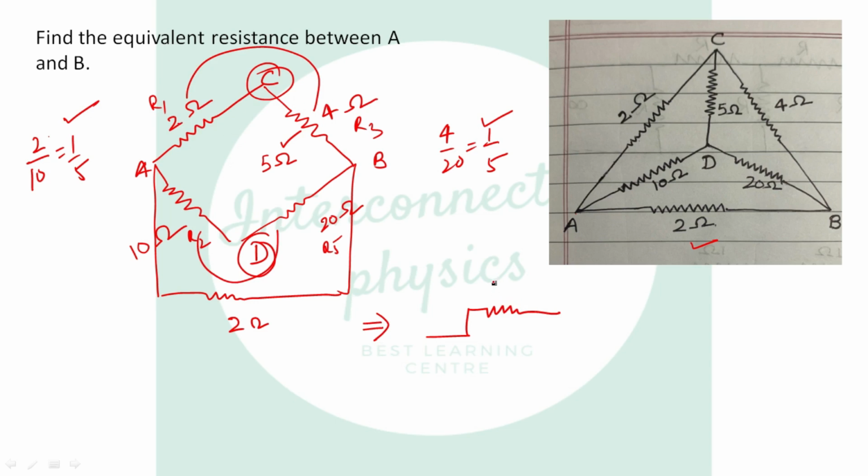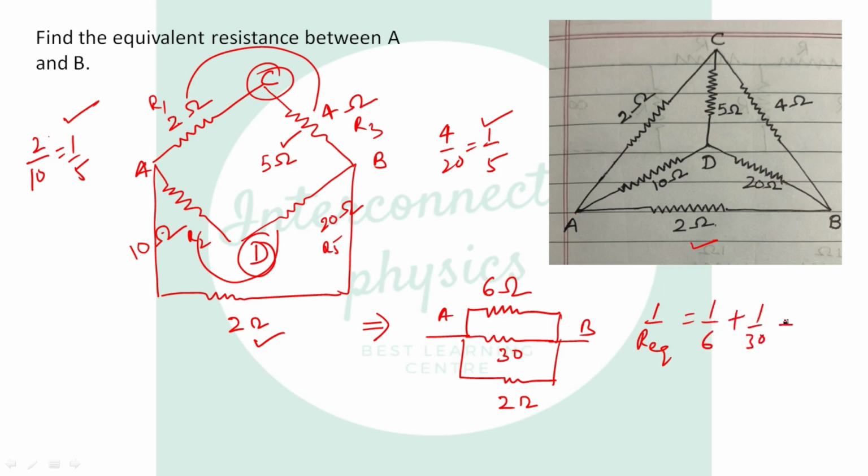2 plus 4 is 6 ohm. 10 plus 20, 30 ohm. This is point A, this is point B, and from A to B, 2 ohm. This 2 ohm here. Now these three are parallel, so R equivalent equals 1 by 6 plus 1 by 30 plus 1 by 2, and LCM is 30. If this is 30, 5 plus 1 plus 15. So answer is 21 divided by 30, and R equivalent equals 30 divided by 21.